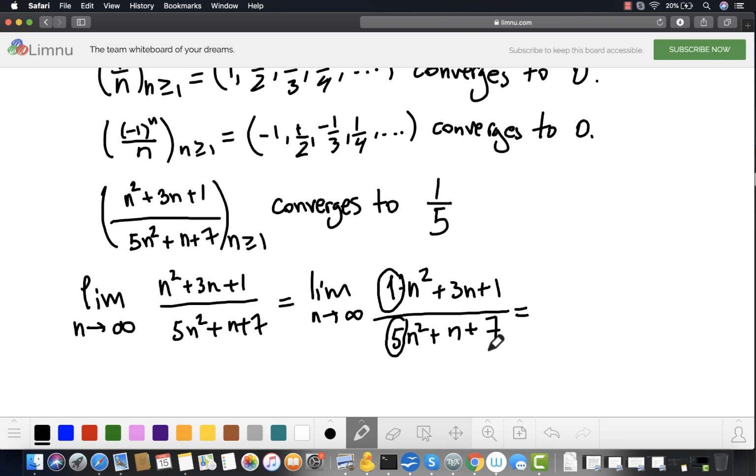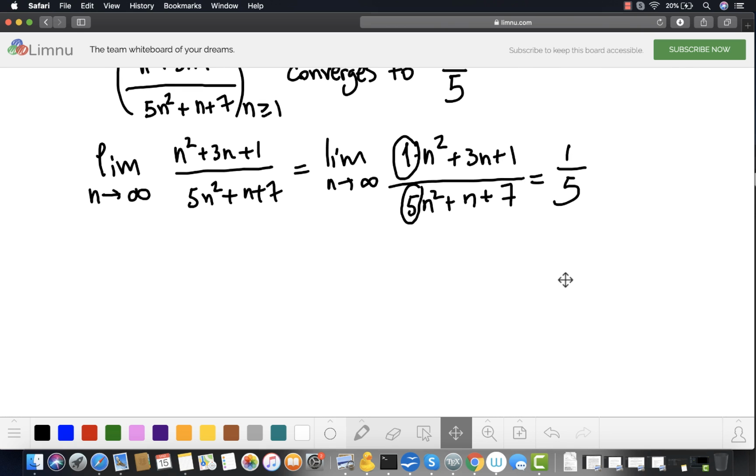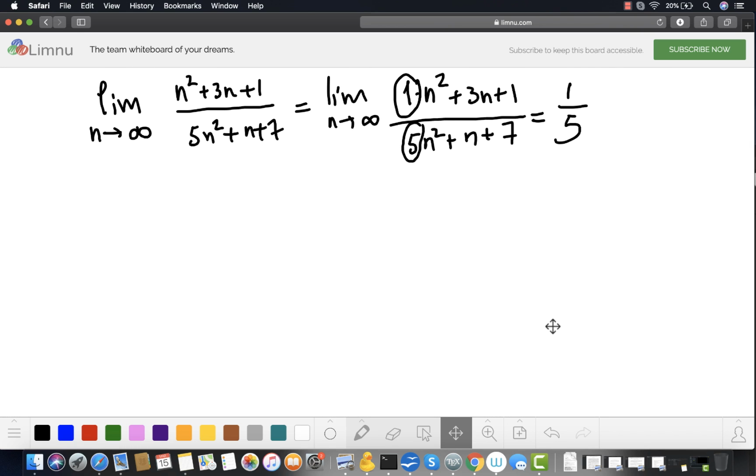When n gets large, the contribution coming from the lower order terms is negligible for all purposes, and therefore the ratio tends to 1/5. And so the sequence in particular converges to 1/5.